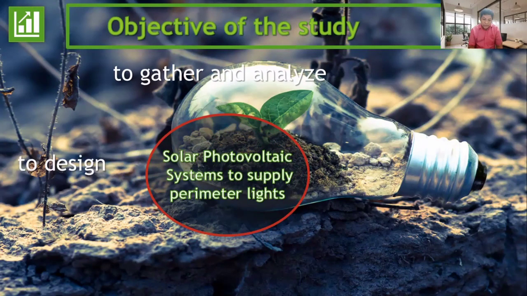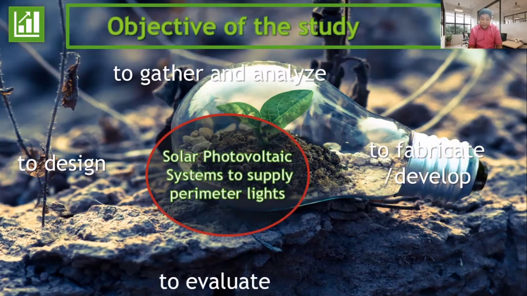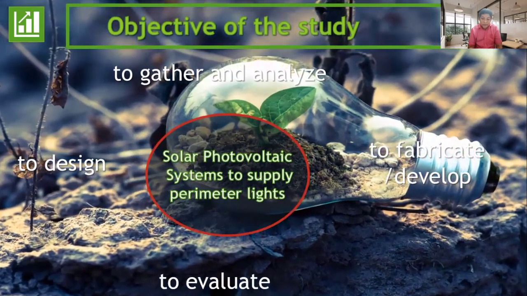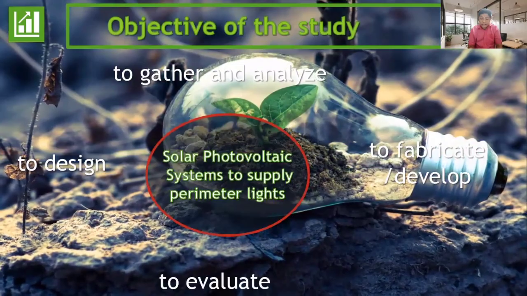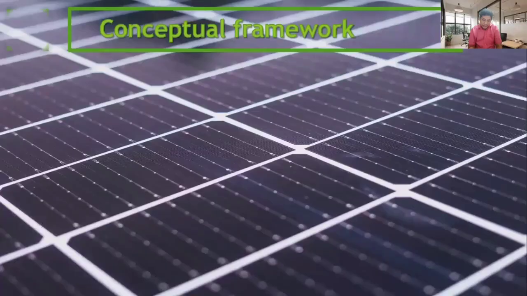The next objective is to design the supply circuit and the control of it. Next is to fabricate and develop the solar photovoltaic system to supply our perimeter lights. Next is to evaluate the outputs and the solar photovoltaic system as well. The next thing is the conceptual framework.